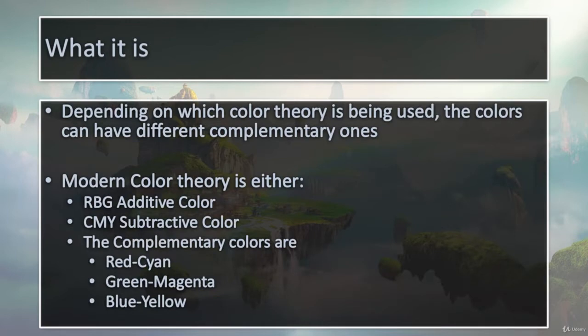Now, depending on which color theory is being used, the colors have different complementary ones. So what I'm talking about is either RGB additive color or CMY subtractive color. Now the complementary colors usually are: red is cyan, green would be magenta, and blue would be yellow.